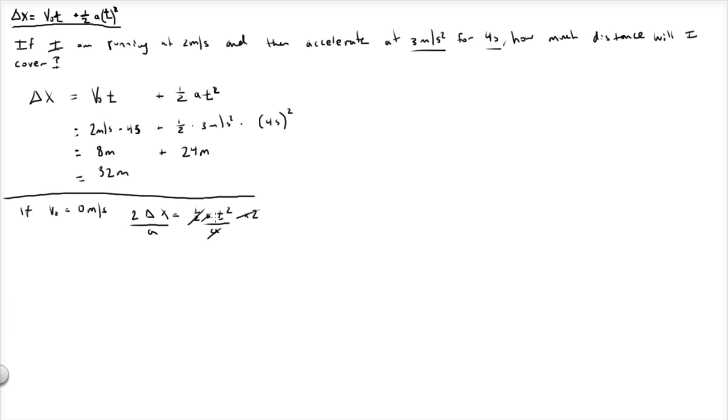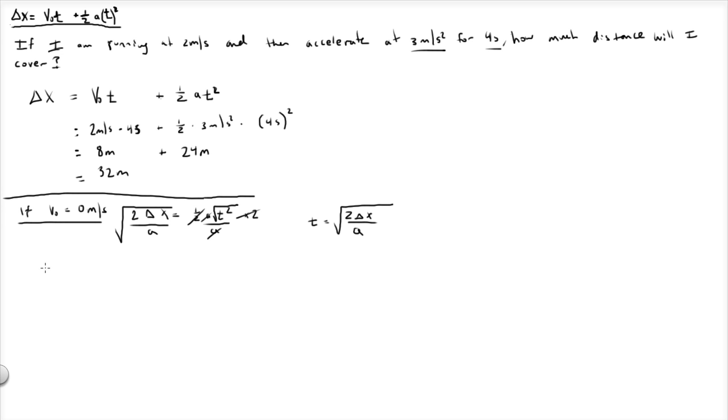Okay, here's the tricky part. If I have t squared, to just make it t, take the square root. Okay, so what I'm left with here is t equals the square root of 2 delta x over a. Remember, this only works if v naught is equal to 0, because that takes away this part for us. So let's do an example. Remember, this works if something is starting at rest.